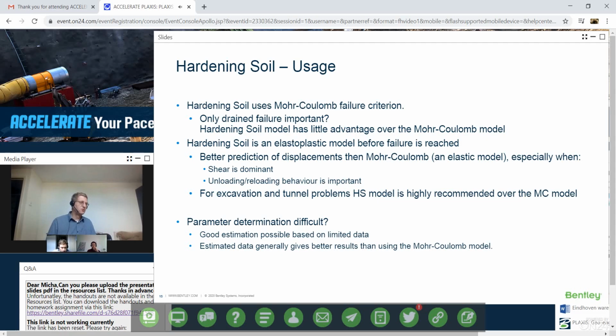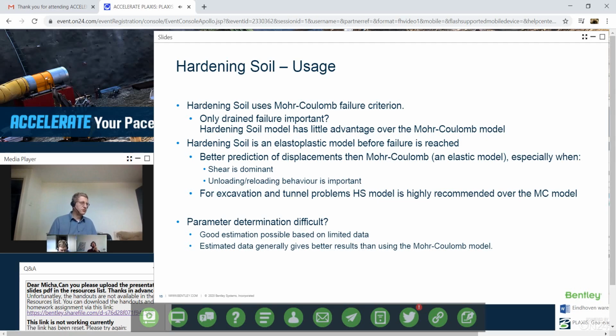As I said, the hardening soil model is elastoplastic. It gives a better prediction of displacement. We could already see that from the excavation exercise, where Mohr-Coulomb says that behind the wall, my soil goes up. I mean, my wall moves inwards, but still my soil goes up, while it shouldn't. I should get settlements there.